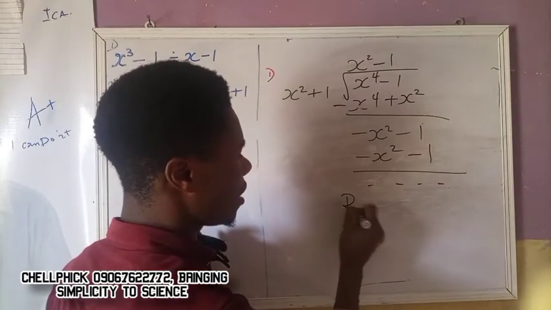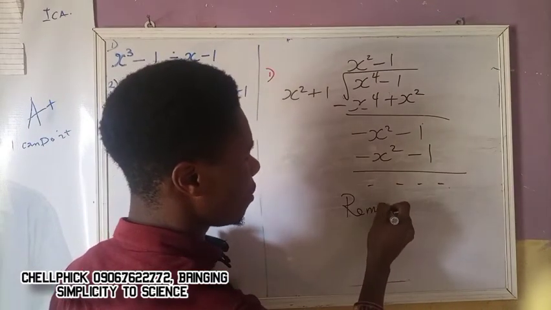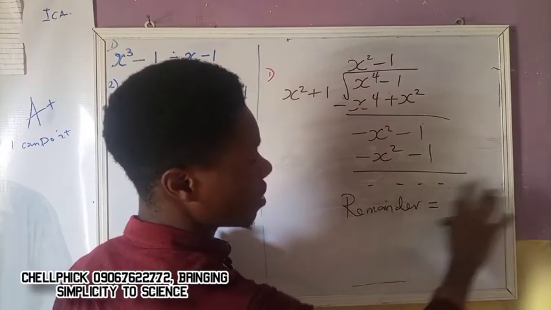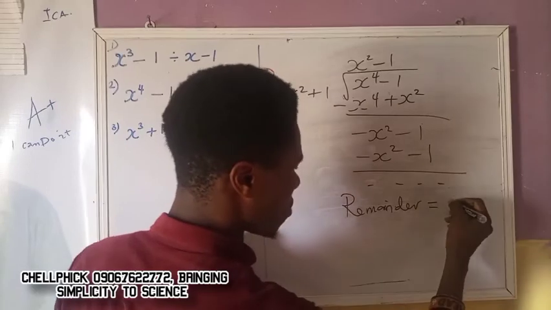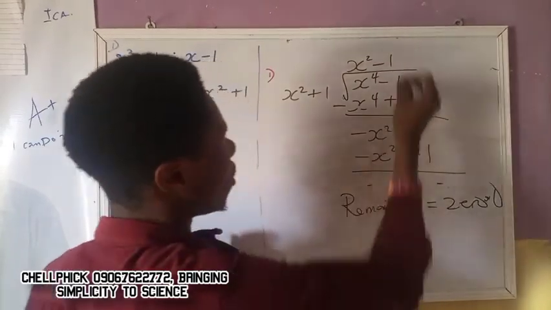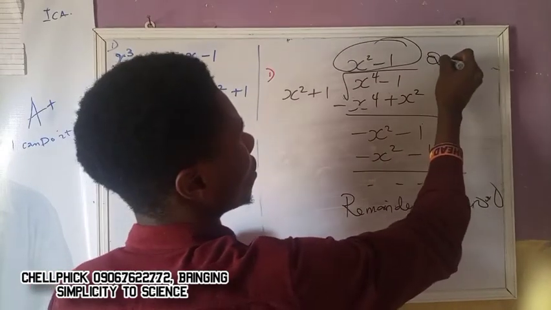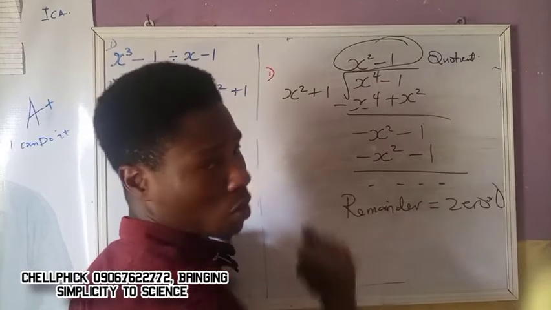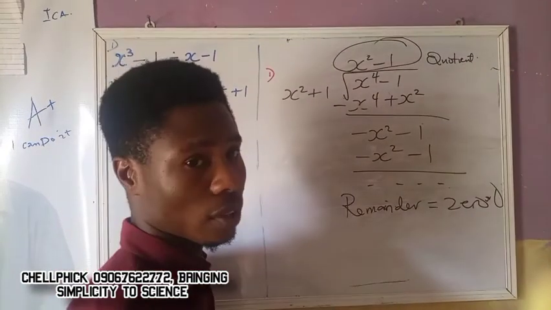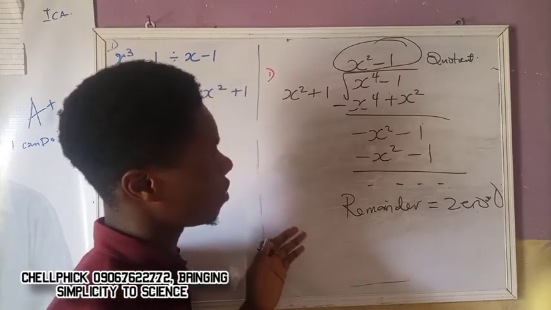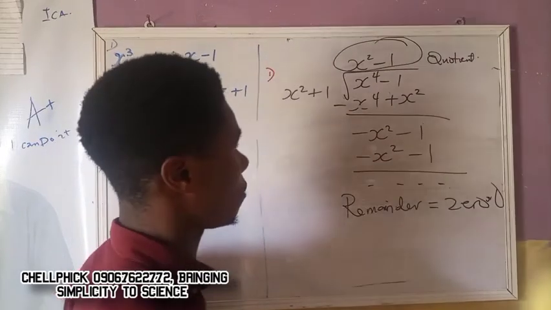So it means that for this one, the remainder is equal to what? That is what remains, 0. The remainder is 0. So our quotient is equal to x squared minus 1. That is, our real answer is x squared minus 1. Dividend, divisor. So feel free to pause the video and copy if you want to.